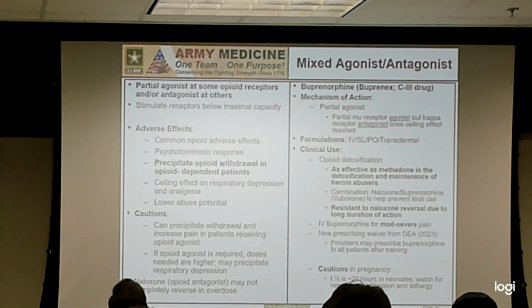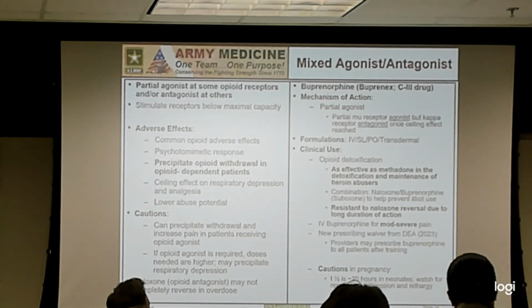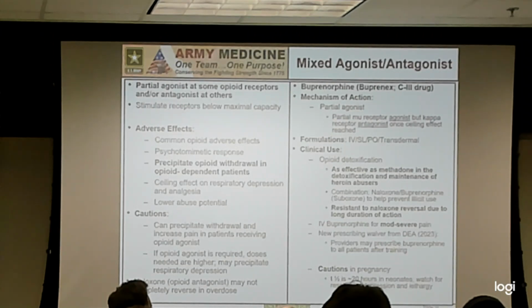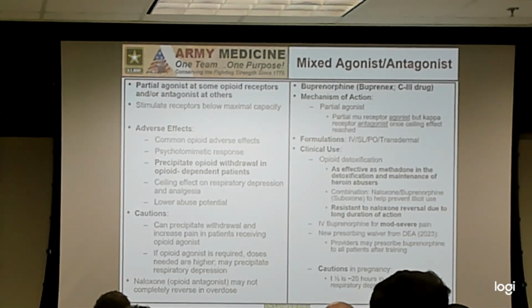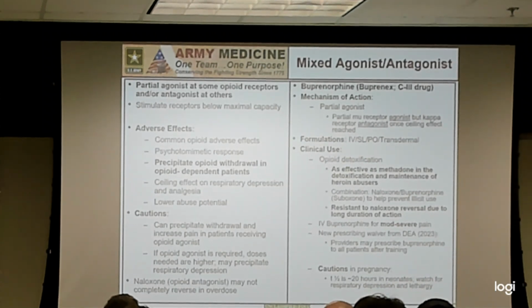When you look at the reversal of this medication, again, I just want to hit this home for the last time. Naloxone will not reverse the actions of your buprenorphine because of the fact that it falls in that partial or mixed category. The only thing that your naloxone is helping with are your pure agonists. Pregnancy, again, watch out for that. It has a long half-life, so not good for the baby.